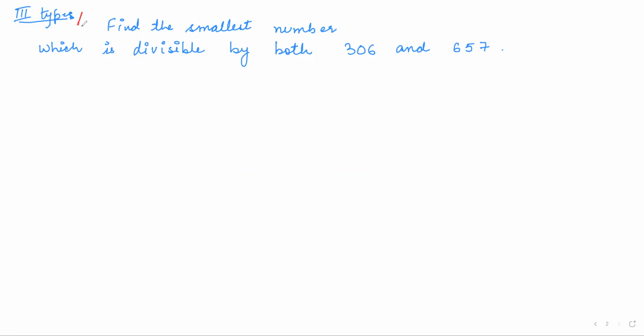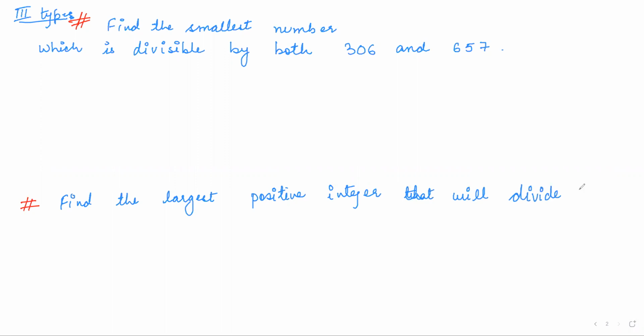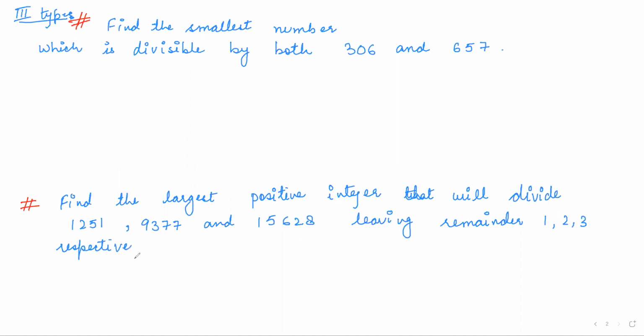Okay, just note down, let's say this is one type of question. And the second type of question can be this: find the largest positive integer that will divide these two numbers, 1251 and 9377. And okay, let's take 15628, leaving remainder 1, 2, 3 respectively. Please note down, then we will solve both of them. I'll solve both.